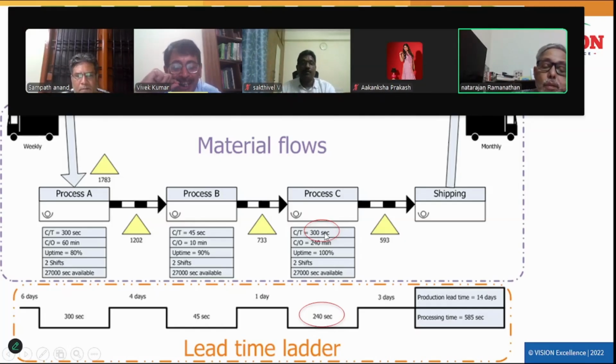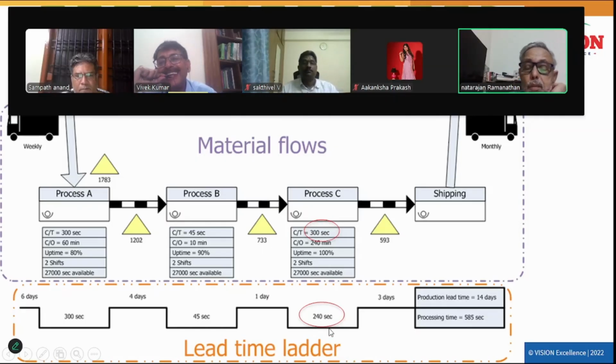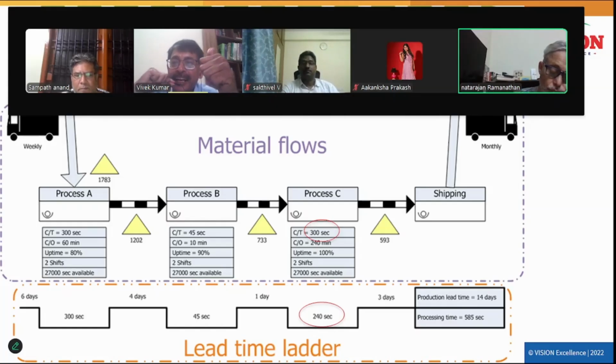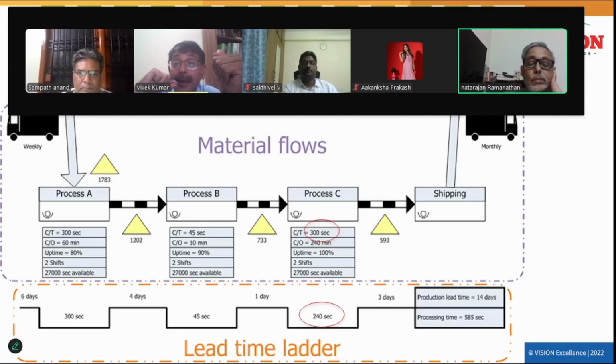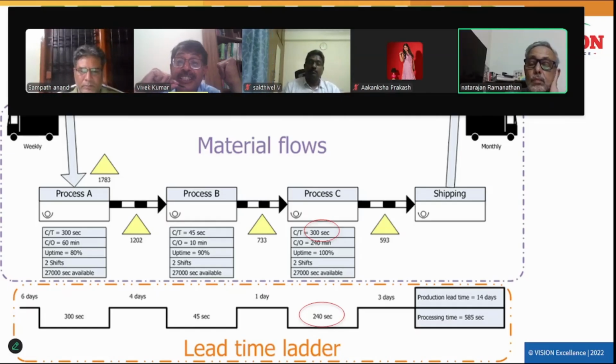So we are taking up information from this data box and creating our lead time ladder. Lead time ladder. Everyone can now see? Everyone can now see the beauty of this value stream map. So many things, my dear friends, it is telling you.